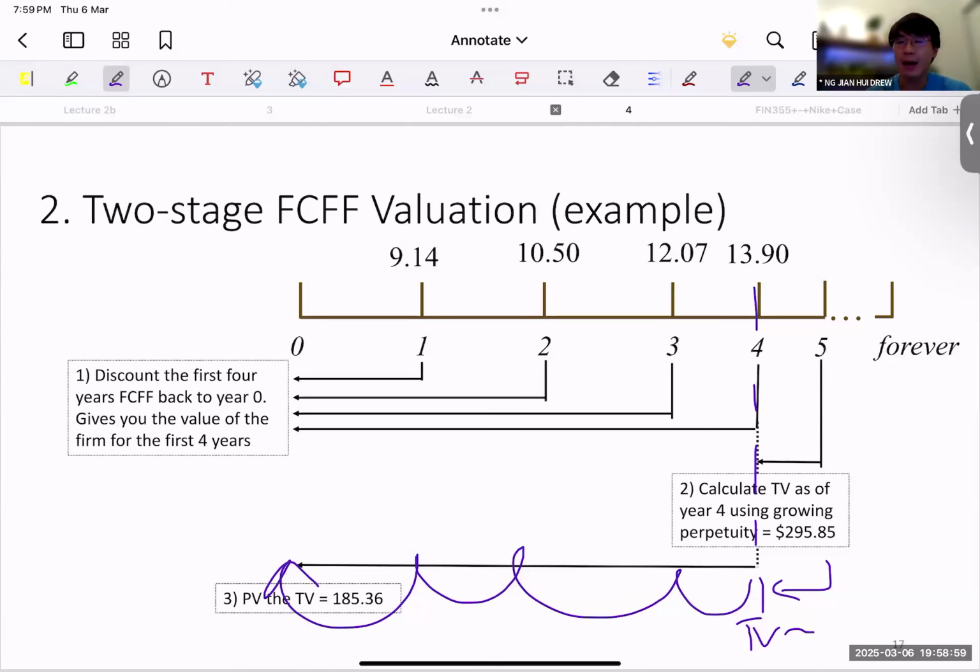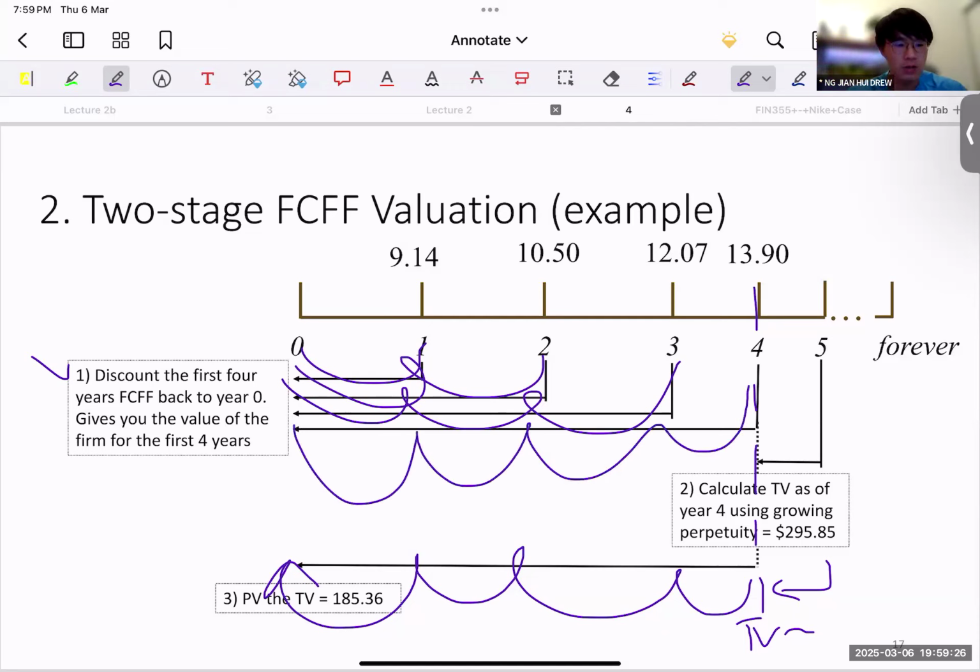So sometimes if you get a bit confused, do draw a timeline to help you understand which point in time you are at. Going back to step 1, these are all just discounting the various cash flows back. So for year 1, just discount once. For year 4, 13.90, it is 1, 2, 3, 4, so you discount it 4 times.